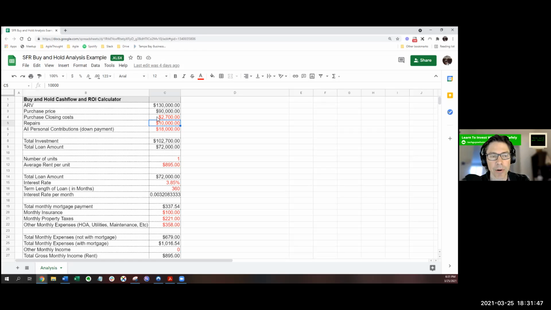To factor your purchase closing costs in, a rule of thumb is 3%. So again, do your own due diligence. But for the purpose of this exercise, I said 3% will handle all of the closing costs that we're going to encounter with this particular transaction. Okay. And that's 3% of the purchase price, by the way.